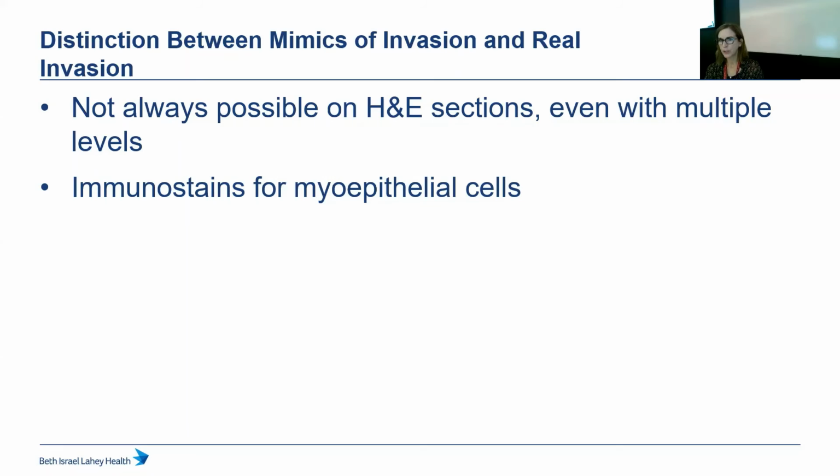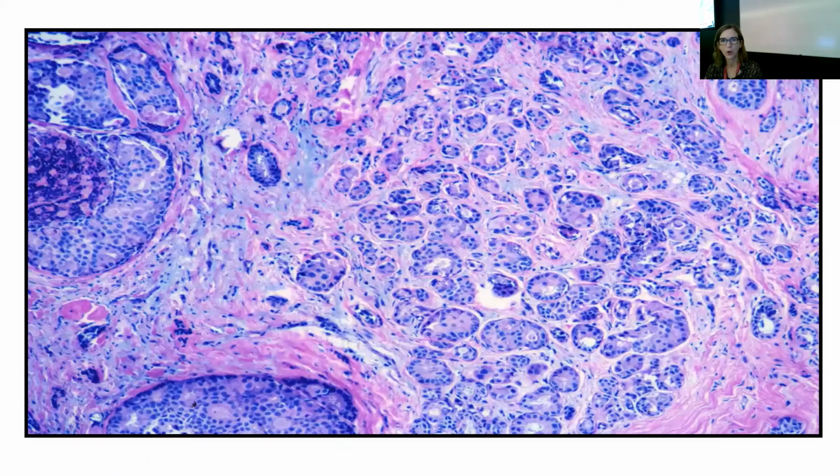It's not always possible on H&E sections, even with multiple levels, to be confident about the distinction between invasion and DCIS. So it can be helpful to use myoepithelial stains if you have an area in question. And so here's an example of one of these mimics where you have DCIS possibly involving adenosis, but possibly it's an area of invasive carcinoma. We obviously have DCIS here on the left, but what are these small glands and nests? Are they invasive carcinoma or are they adenosis?